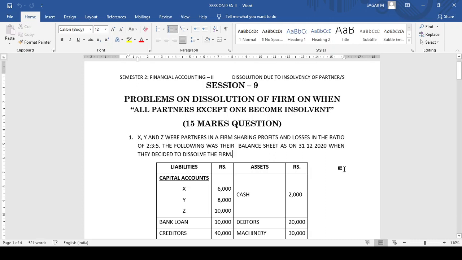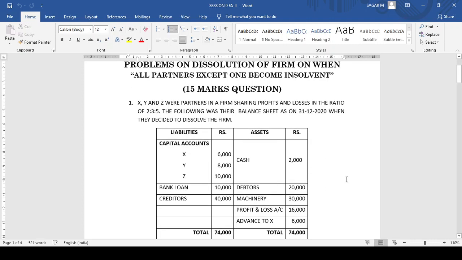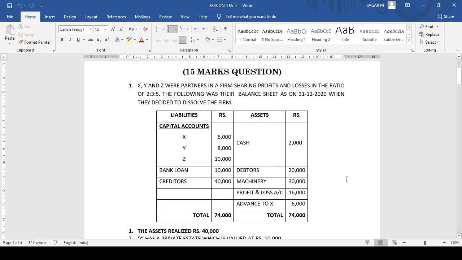In today's session, I will be discussing a problem on dissolution of a firm when all partners except one become insolvent. I mean to say, all the partners of the firm become insolvent except one person. So I've taken a 15 marks exercise, and I'll read out the problem for you.